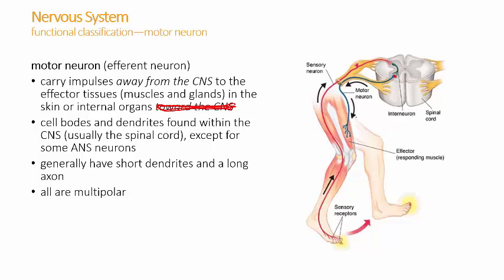And so with these motor neurons, they've got their cell body found in the central nervous system, and then the axon leaves the central nervous system and gets bundled together to be a nerve that's out in the periphery of the body.